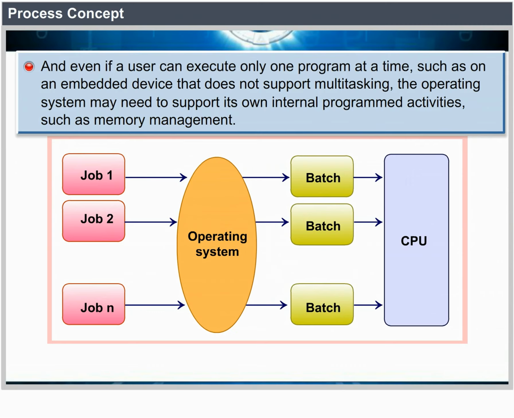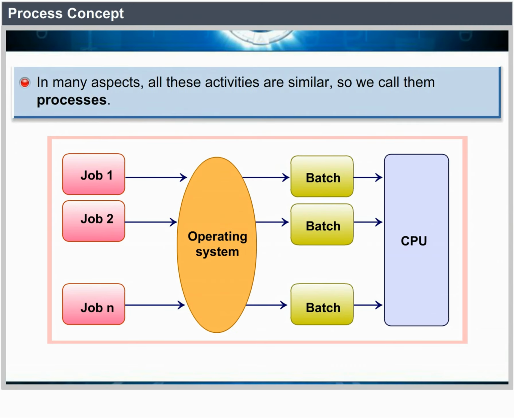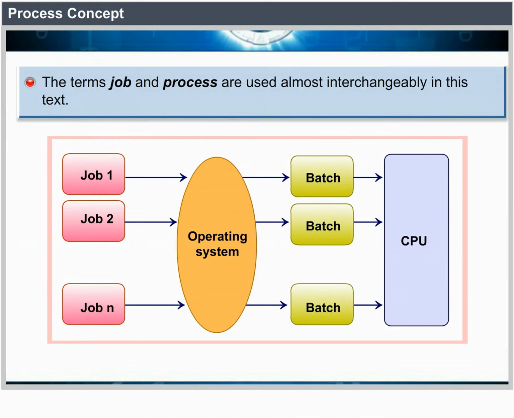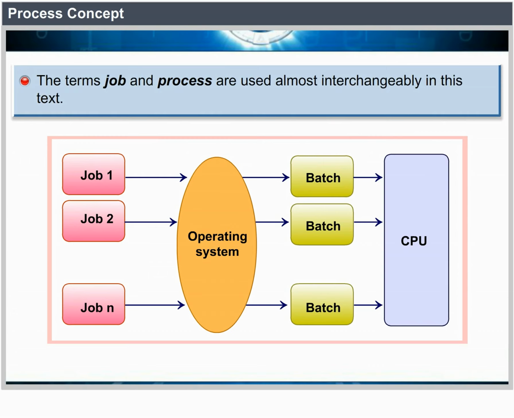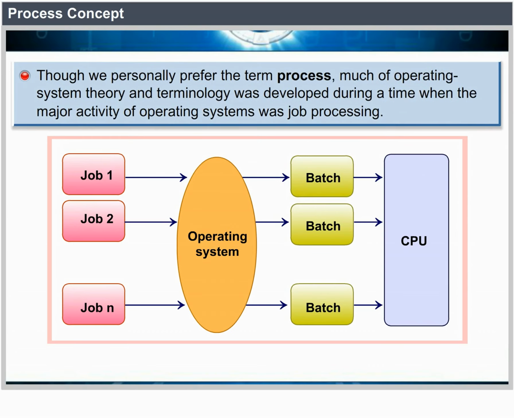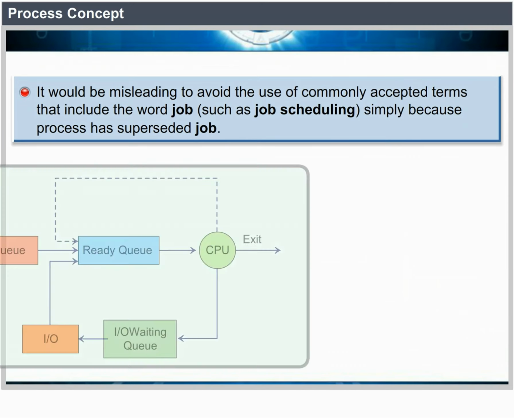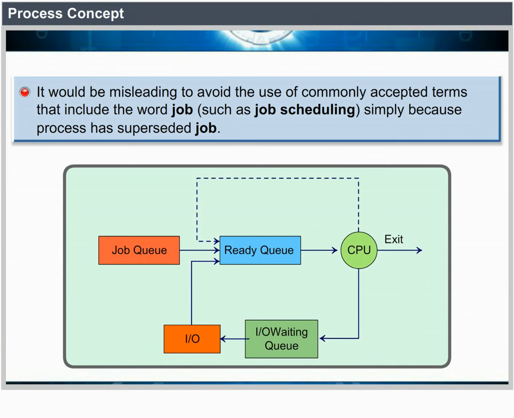In many respects, all these activities are similar, so we call all of them processes. The terms job and process are used almost interchangeably in this text. Although we personally prefer the term process, much of operating system theory and terminology was developed during a time when the major activity of operating systems was job processing. It would be misleading to avoid the use of commonly accepted terms that include the word job, such as job scheduling, simply because process has superseded job.